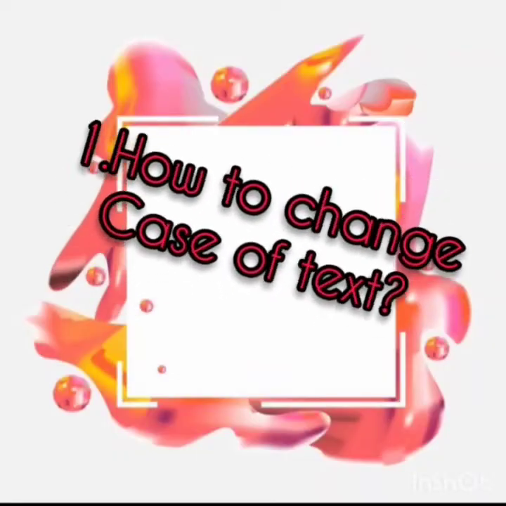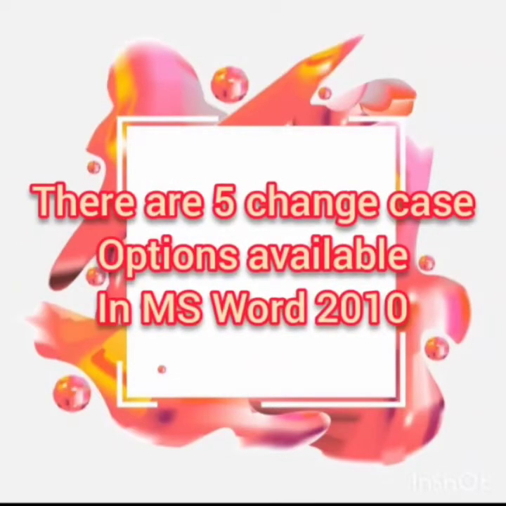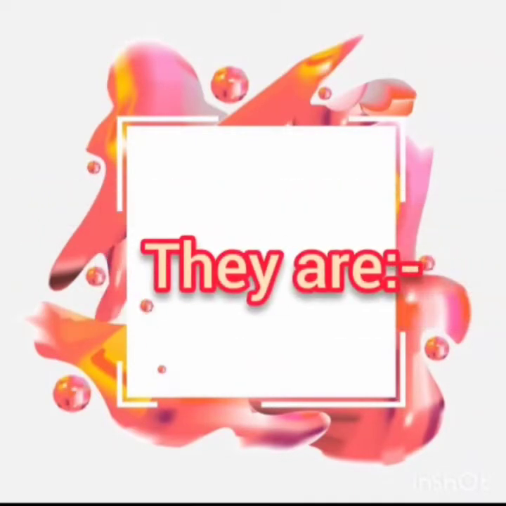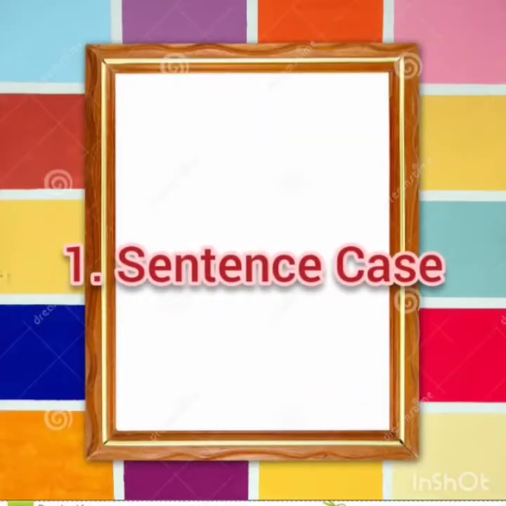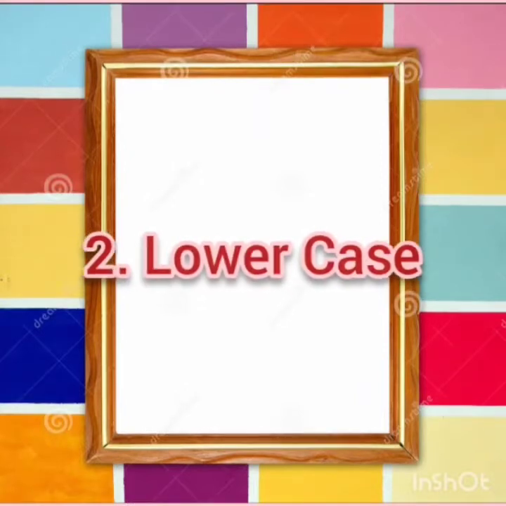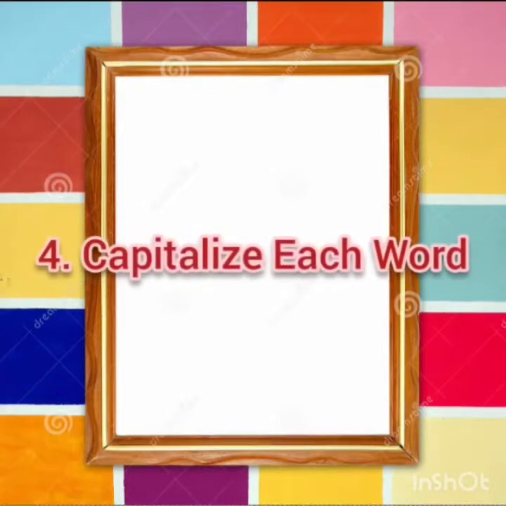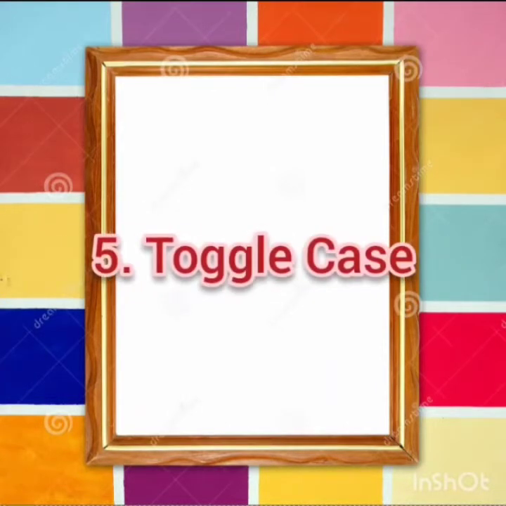So let's start with how to change case of text. There are 5 change case options available in MS Word 2010. They are number 1 sentence case, number 2 lowercase, number 3 uppercase, number 4 capitalize each word, and number 5 toggle case.